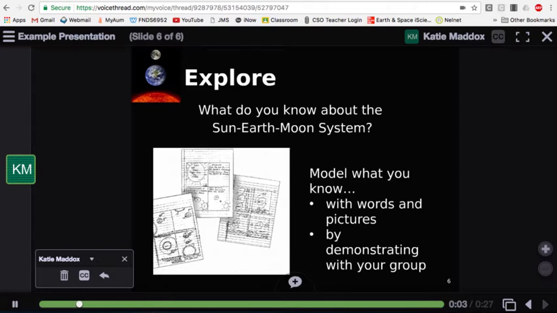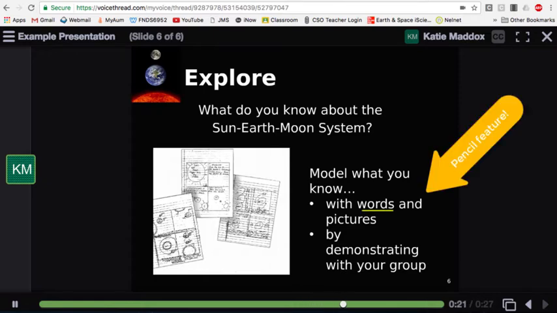Alright guys, for the last assignment we have today, you're going to take your notebook page that we just set up, and you're going to model what you already know about the sun, earth, and moon system. These can be individual facts about the sun, the earth, the moon, or about how they all relate to each other. Make sure that you use both words and pictures in your notebook. This will be checked for a notebook grade tomorrow. Good luck.